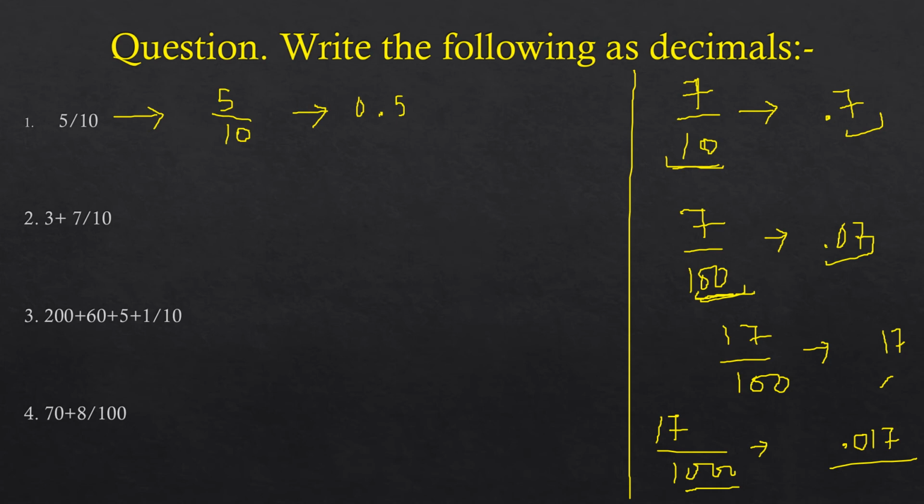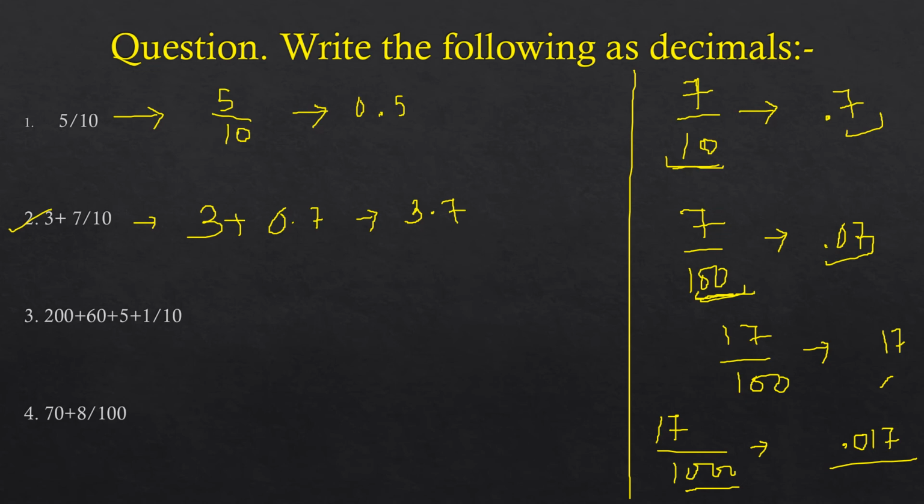So let's come to the next question again. In the second question, we are having 3 plus 7 by 10. We have to add 3 to 7 by 10. You already know 7 by 10 is equal to 0.7. So 3 plus 0.7 is equal to 3.7.